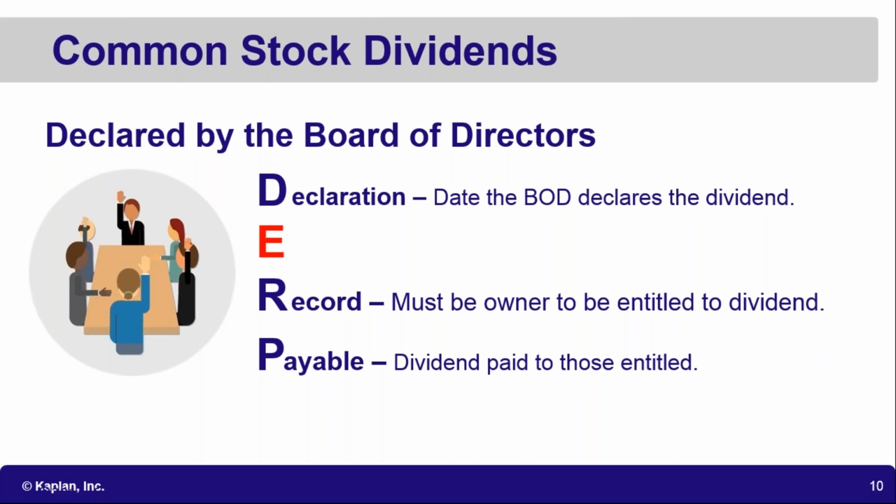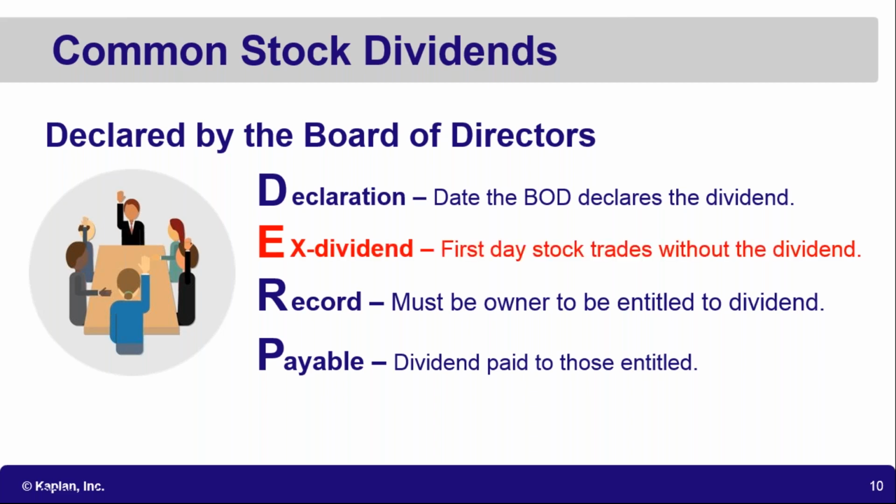The one date that the board of directors does not set is called the ex-dividend date, or sometimes you just call it the X date for short. This is actually the first day that a stock trades without the dividend. So if you buy the stock on the X date, you won't get that dividend. You are buying it without the dividend. X means without. And I'll show you why that is here in a minute.